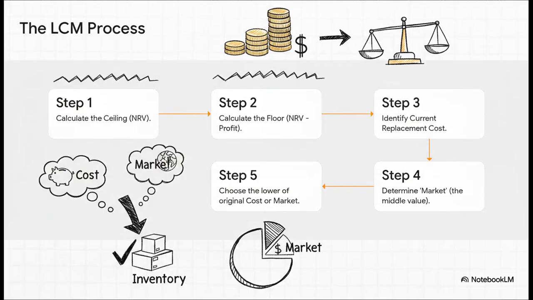So let's do a quick recap of this whole LCM process. Step 1, figure out the ceiling. Step 2, figure out the floor. Step 3, find the current replacement cost. Step 4, pick the middle value of those three to lock in your market price. And finally, for Step 5, you compare that market price to what you originally paid for the item, and you just choose the lower one. That's your new inventory value.